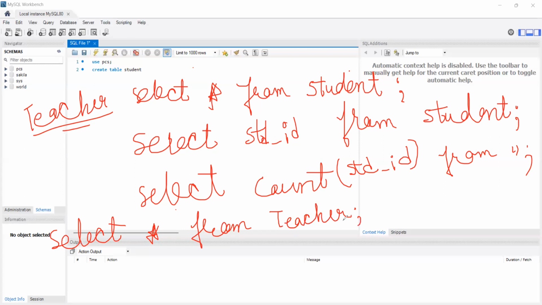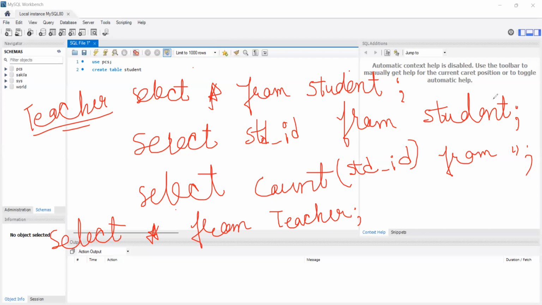Now there is a column, salary. Show me the total salary from this teacher table. Anita, can you tell me what will be the command line? Simple question, there is no confusion. If you feel confused, please just think about it.